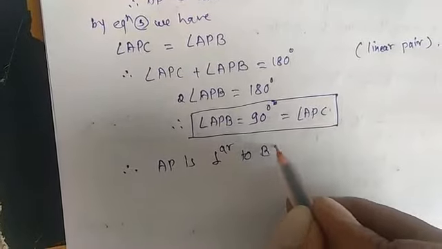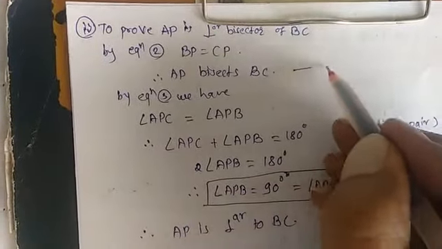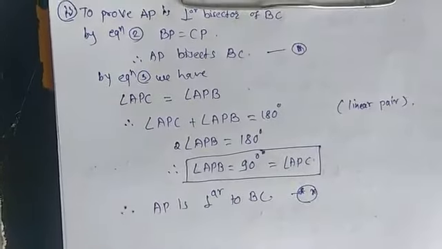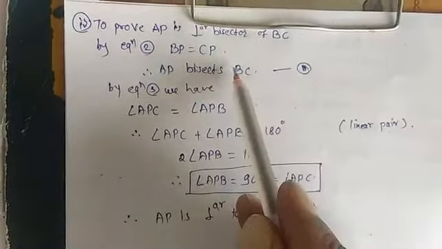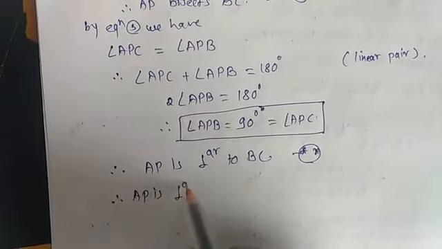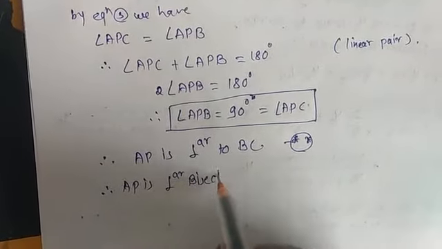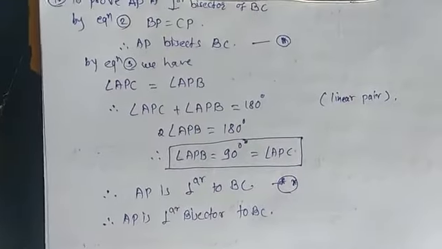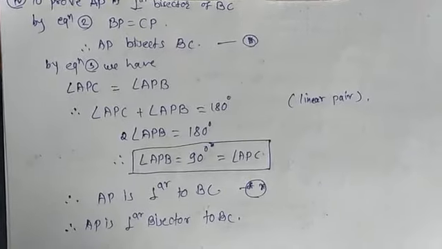to BC. Now from these two statements, star and double star, you can say that AP is perpendicular and it bisects BC. Therefore AP is a perpendicular bisector to BC. This is our required solution of example number one.